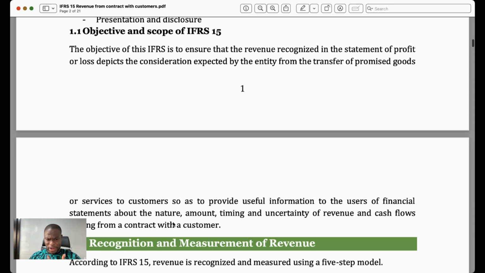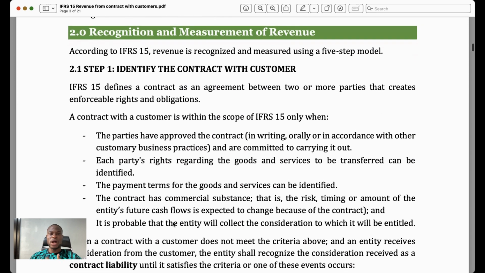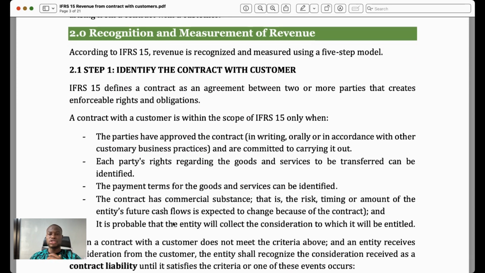Now, with IFRS 15, how do you recognize and how do you measure revenue? This standard uses a five-step model, meaning there are five steps before you can eventually arrive at revenue recognition. Step one is to identify the contract with the customer. That is, there must be an existence of a contract.